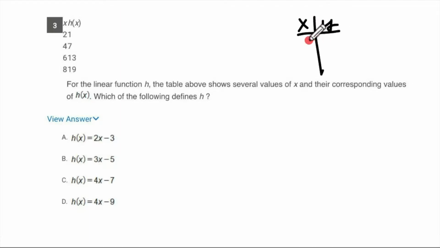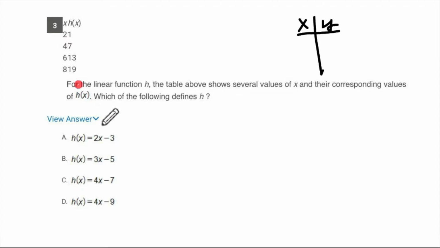So all I'm going to do is plug my x values into these equations and see if I get the appropriate y values out. I'll do a couple of these, but it's fairly straightforward. So I'm going to put the 2 in here. 2 times 2 is 4. 4 minus 3 is 1. So far that worked. You need to try all of these to make sure that it works.